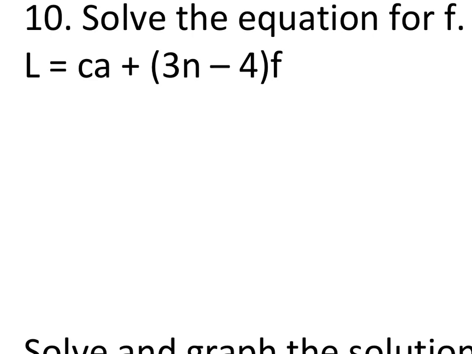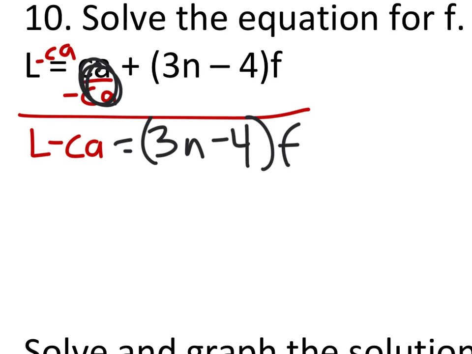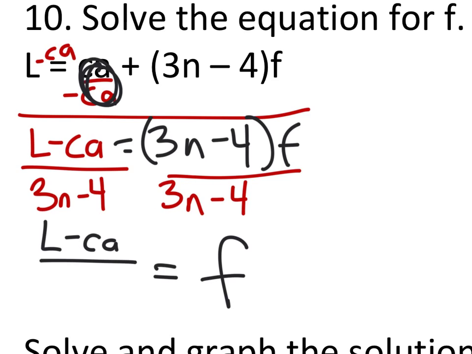Right, on this one we got to solve for F. So let's go ahead and move the CA right here to the other side. We'll subtract CA from both sides. They're going to give us L minus CA equals, so this goes away, and we're left with 3N minus 4 times F. From here we should divide both sides by 3N minus 4 for the same reason we divided by that whole quantity on that last problem. This leaves us with an F on this side, and we have L minus CA all over 3N minus 4. And we're done.